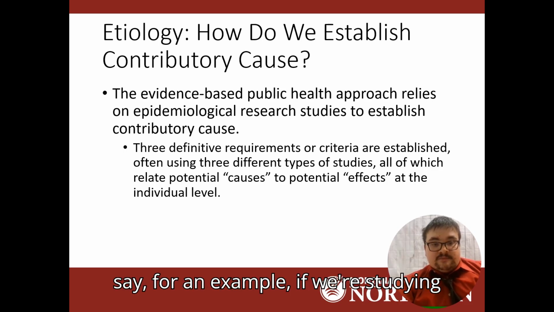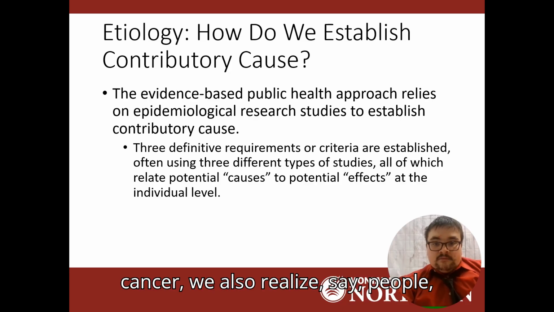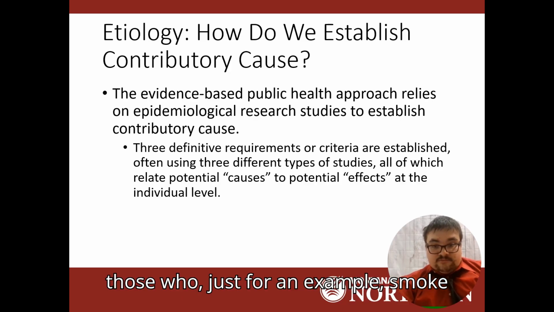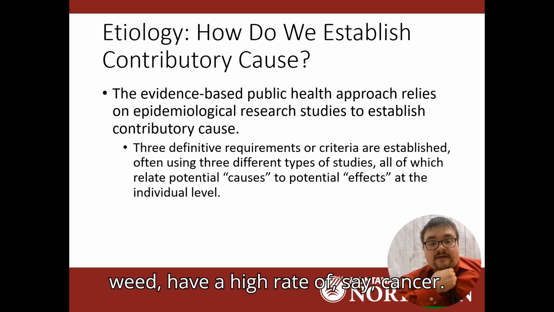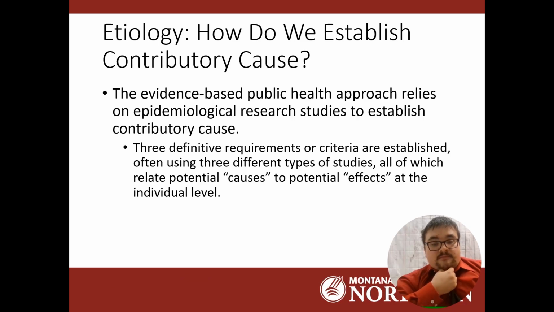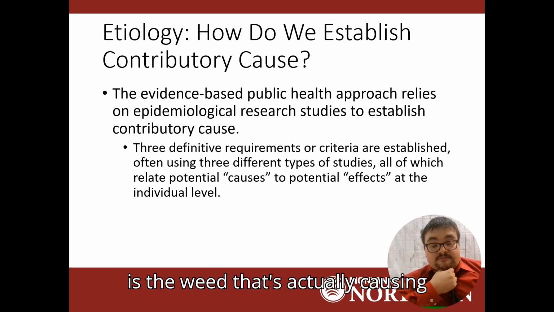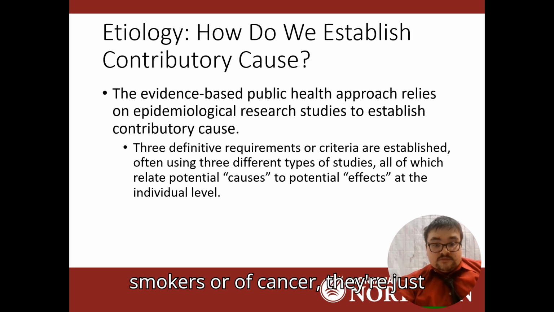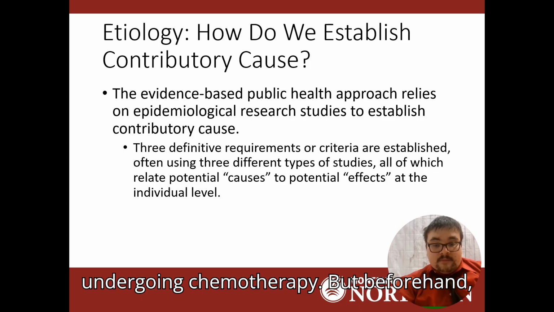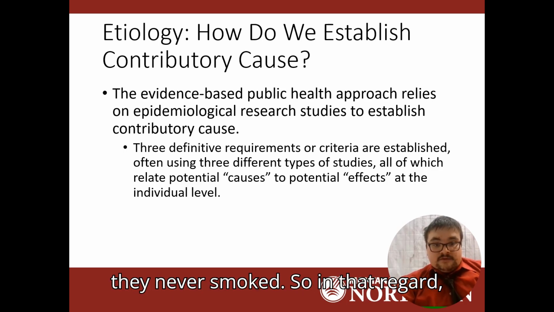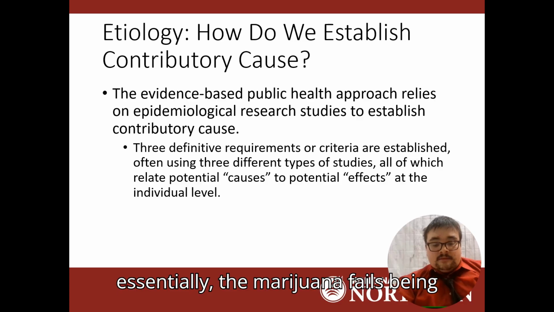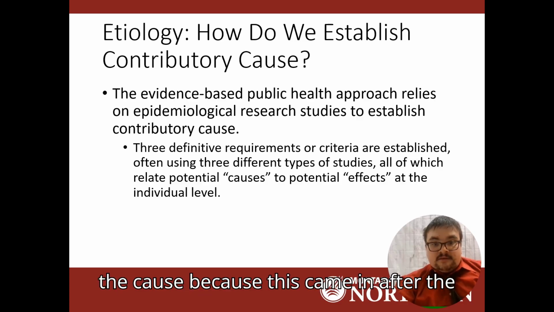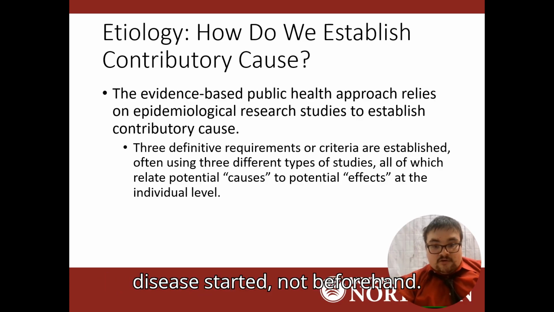Now, say for an example, if we're studying cancer, we also realize, say, those who, just for an example, smoke weed have a high rate of, say, cancer. Maybe you could assume at first that it is the weed that's actually causing the cancer. However, you then realize that a majority of those smokers or of cancer, they're just undergoing chemotherapy. But beforehand, they never smoked. So in that regard, essentially, the marijuana fails being the cause because this came in after the disease started, not beforehand.